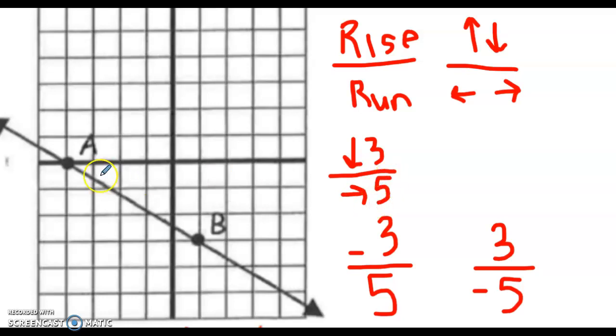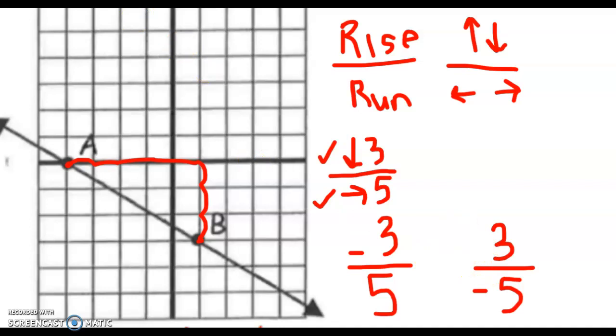That slope will work. That slope tells me exactly how to get from point A to point B. If I go to the right, 2, 3, 4, 5, and then I go down 3, it will bring me to point B.